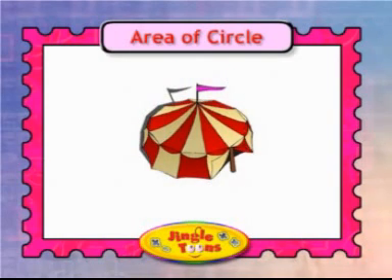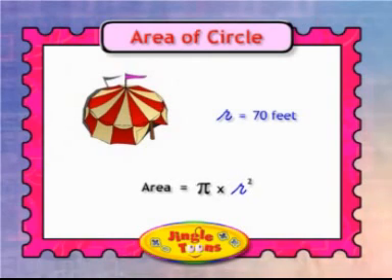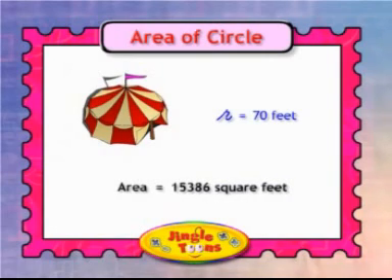Suppose we have to calculate the area of a circular circus hall with the radius of 70 feet. Now the formula to calculate the area of a circle is area is equal to pi multiplied by r square. So, area is equal to 3.14 multiplied by 70 square. Thus, area is equal to 3.14 multiplied by 4,900. And therefore, area is equal to 15,386 square feet.